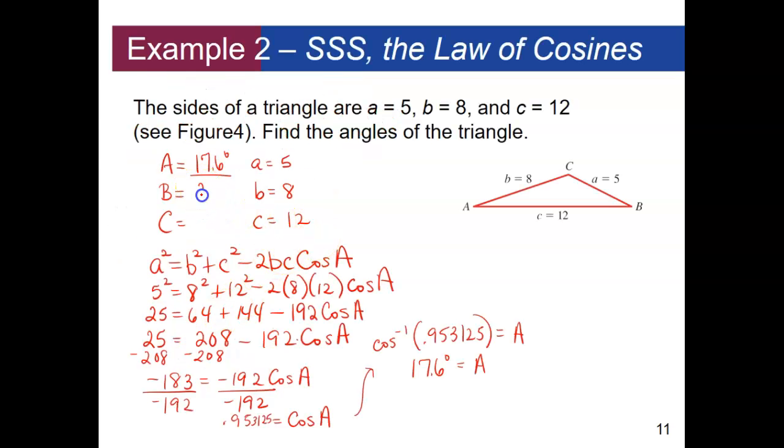Okay, so we can go back and put in the 29.0 degrees here for angle B. The good news is you don't have to do law of cosines a third time because we can go back to the fact that the sum of the angles of a triangle is 180 degrees, and we can quickly find angle C. So if I do 180 minus the 17.6 that we found for angle A minus the 29.0 that we found for angle B, then I'm going to find that angle C is 133.4 degrees.